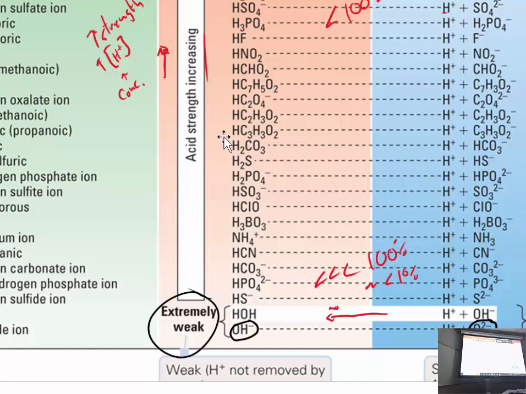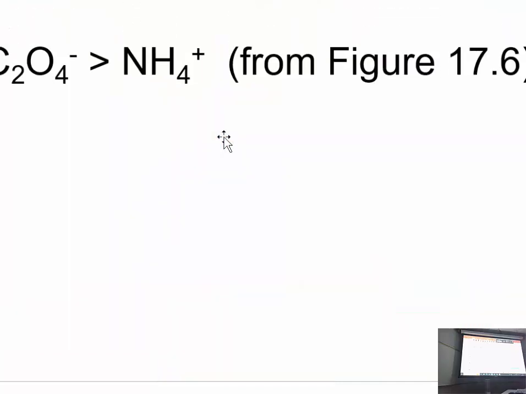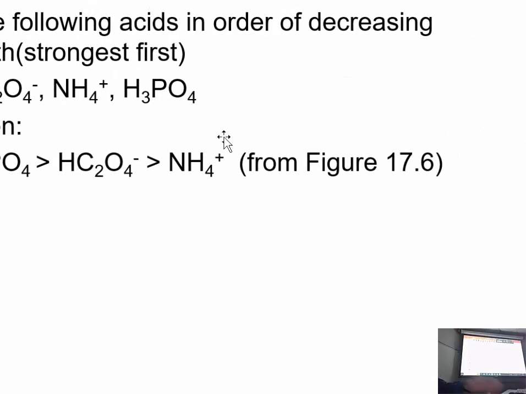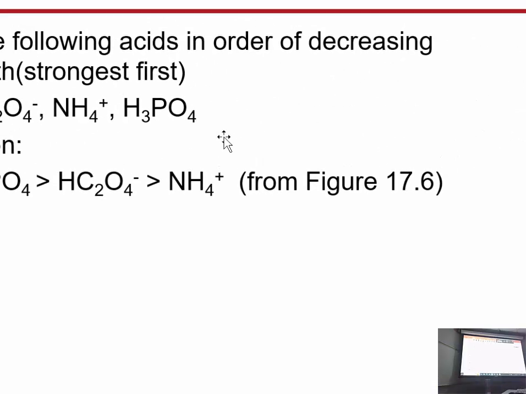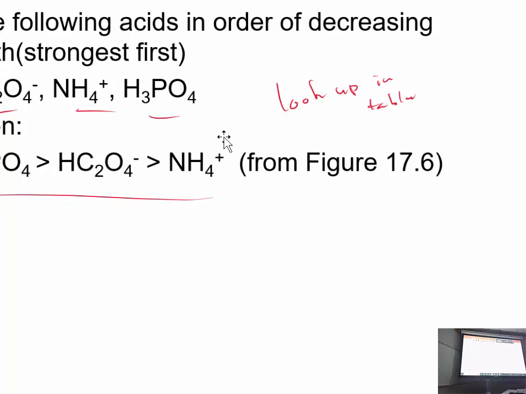Well, you don't have to memorize these, but we can use these rankings to rank the acids and bases and then figure it out. List the following in order of decreasing strength. So this is just look it up on the table. And so we don't have to memorize that. But some things we should be able to do without looking at the table.